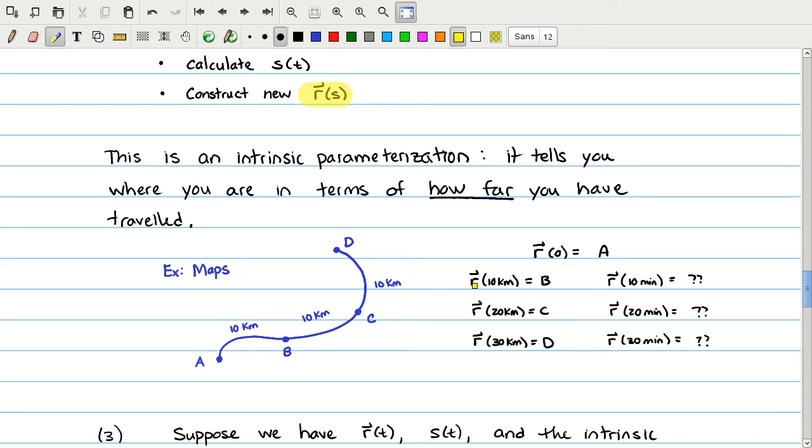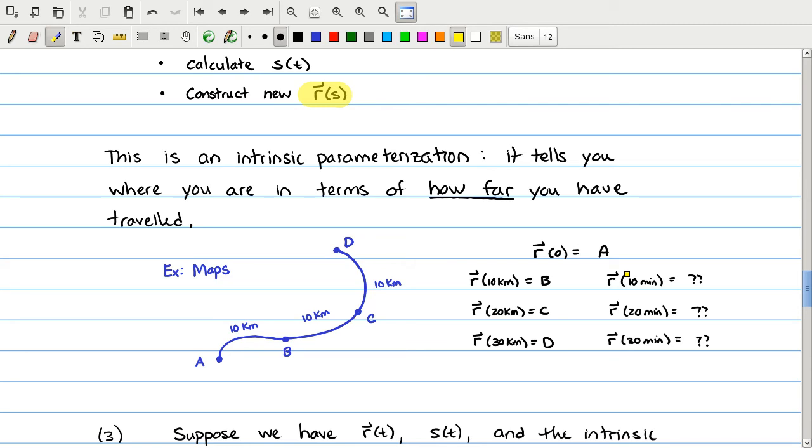If I parameterize based on arc length, then R of 10 kilometers is B. It's right there. I've gone 10 kilometers along the curve, and here I am. R of 20 kilometers, if I go 20 kilometers along the curve, I'm at point C. And R of 30 kilometers, I'm at point D. All right, this is true no matter how I drive, right? So that makes it very handy, whether I'm going fast, whether I'm riding a bike, whether I'm walking. If I've gone 10 kilometers and I started at A, then I'm at B.